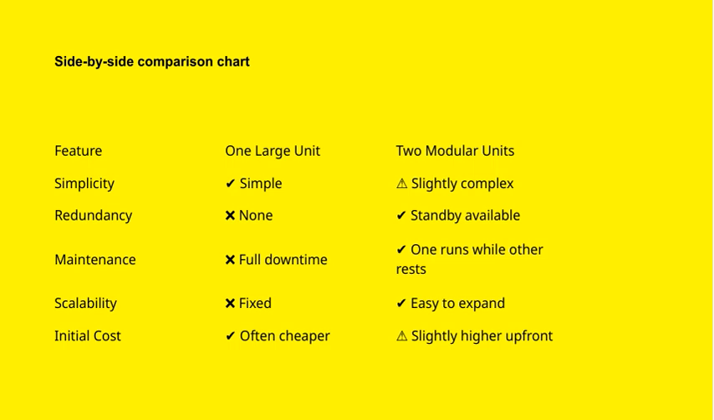Finally, looking at initial costs, the large unit is often cheaper upfront, making it attractive for smaller budgets. However, the modular approach might have slightly higher initial costs, but it offers long-term benefits like flexibility and scalability that can justify the investment. Overall, this comparison highlights how choosing between these options depends on your specific needs, whether you prioritize simplicity and initial cost or flexibility and redundancy.